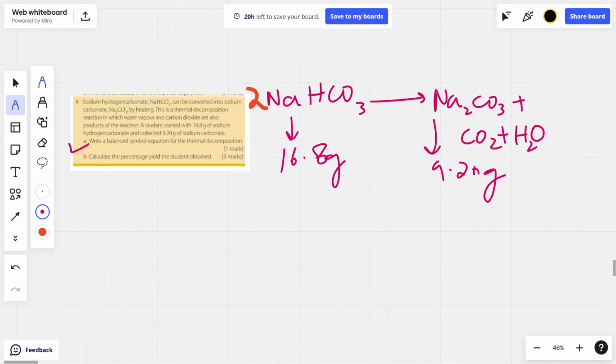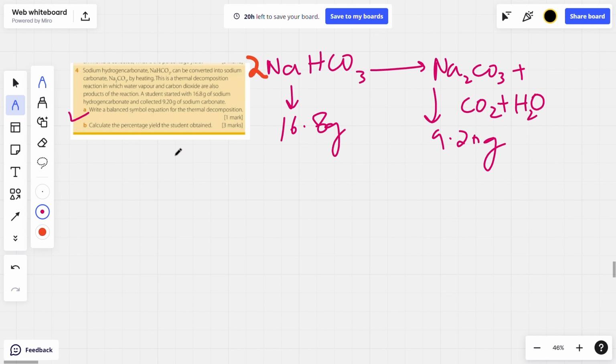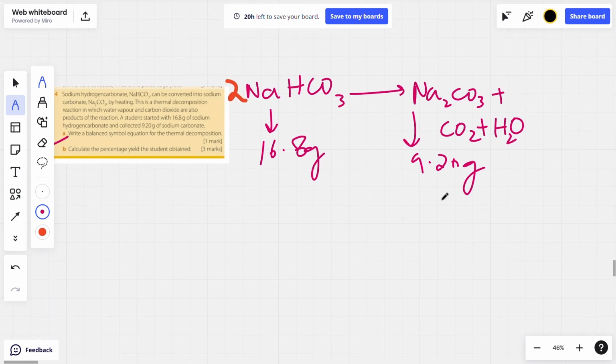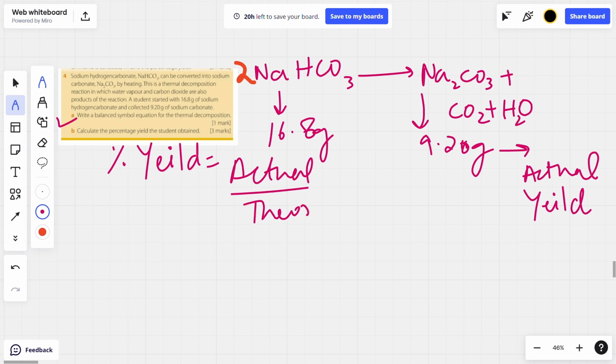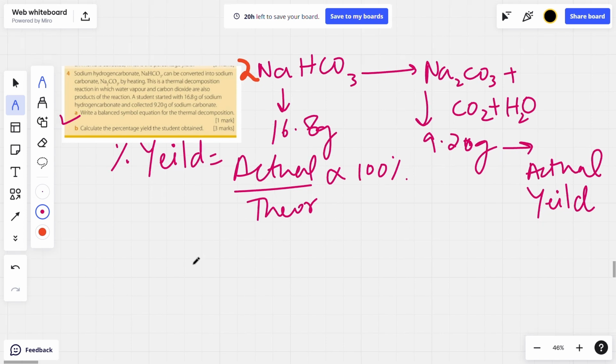Okay, now what we have to do is find out the percentage yield. As you know, this 9.20 is the actual yield. In order to find out the percentage yield, we must know two things: the actual yield and the theoretical yield. We know the actual yield. For finding the percentage yield, actual yield divided by the theoretical yield, multiplied by 100%.